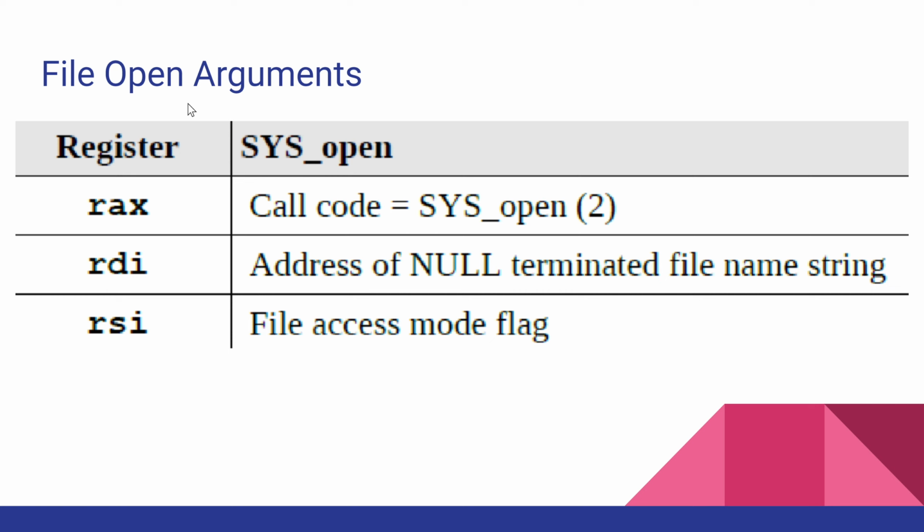File open arguments. RAX, call code, sys_open 2. RDI, address of null terminated file name string. RSI, file access mode flag.